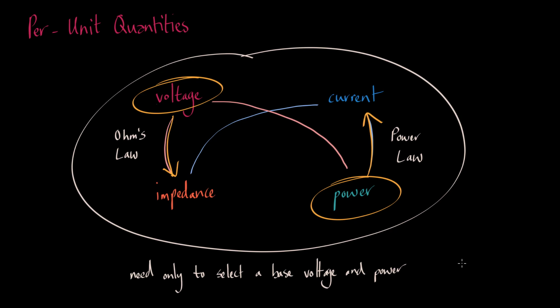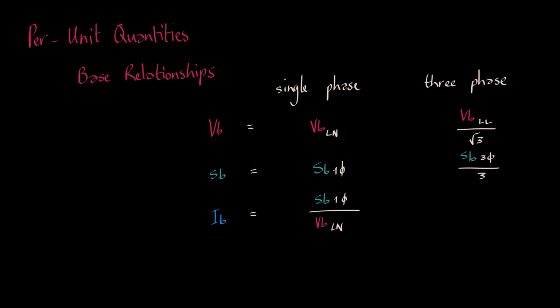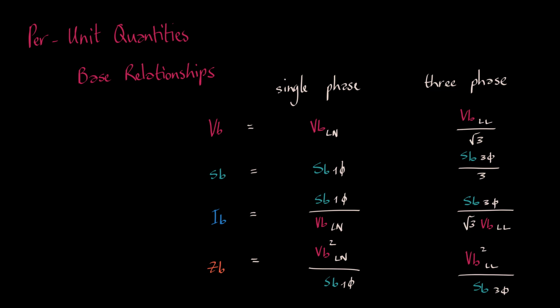Now we'll run through all the relationships between bases. It's important to note at this point that bases for each parameter have a single phase and 3-phase form. For voltage, we use line to neutral voltage as our single phase base, and line to line voltage as our 3-phase base. For apparent power, we use single phase power and 3-phase power respectively. Here are the current and impedance bases. Note that they are formed exclusively from the voltage and apparent power values, as we recently discussed.